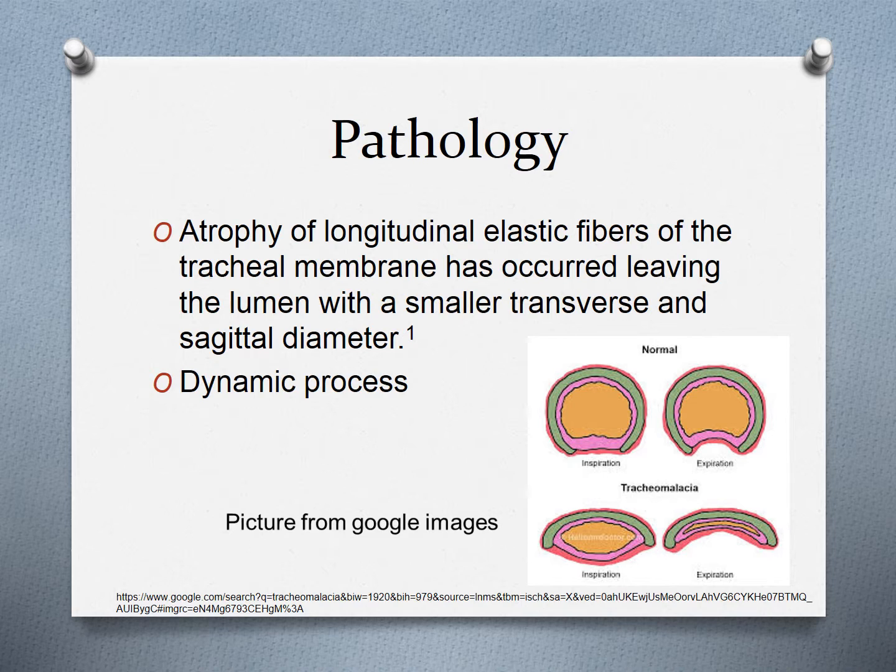There's a dynamic process here where you can see in the picture of a normal trachea on inspiration and expiration. You can see a little bit of narrowing on expiration. However, with tracheomalacia, it's much more significant, and even on inspiration, you can see the narrowing has occurred. So it's a dynamic process, almost akin to atelectasis in the upper airways. I don't know if you remember the physics of the law of Laplace, but basically the softening and thinning of the cartilage leads to a thinner wall, which increases the tension, which leads to collapse.